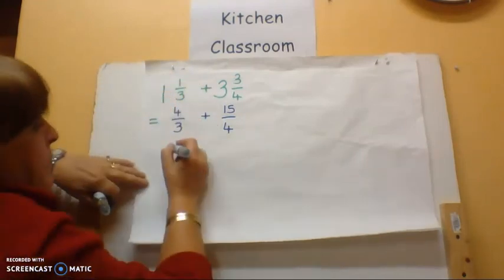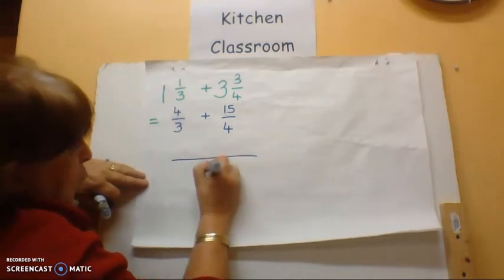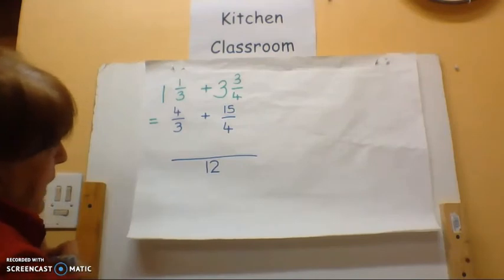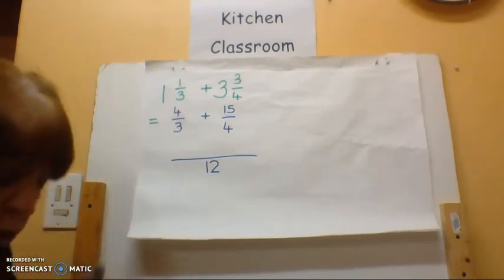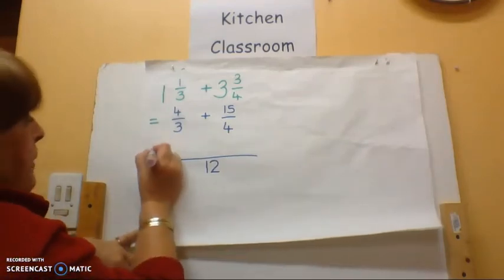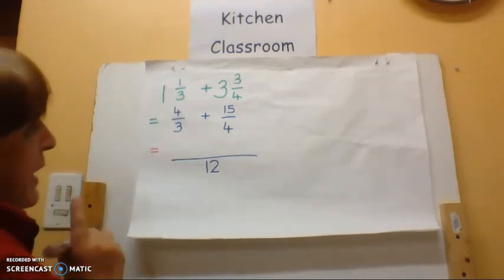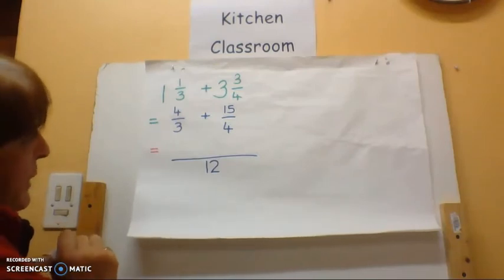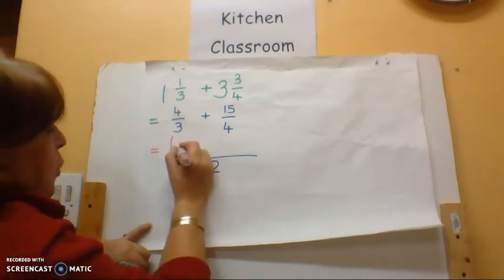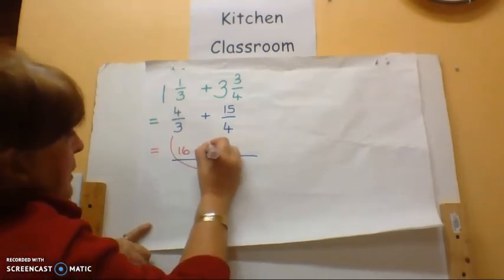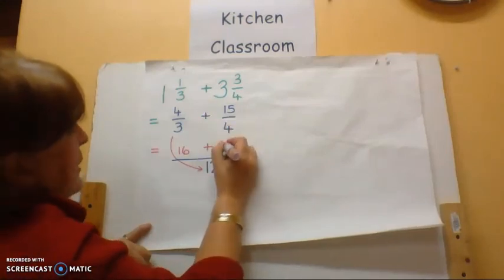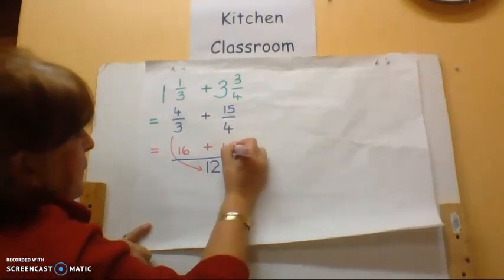Now, my next step says find my lowest common multiple, which is going to become my lowest common denominator. So, how am I going to do that? There I've got 12. Now I'm going to change both of those fractions into an equivalent fraction with the denominator of 12. 3 will divide into 12. 4 times 4 is 16. 4 will divide into 12. 3 times 15 is 45.